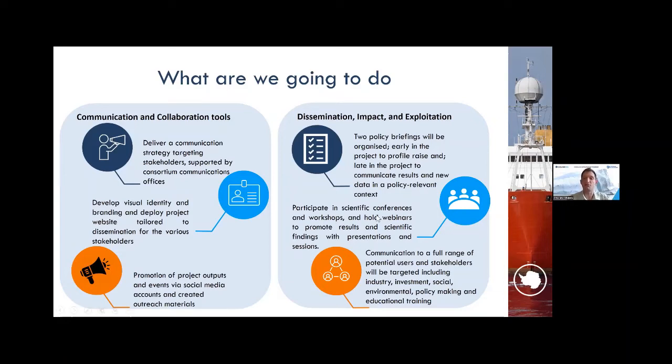There'll be lots of, obviously, scientific conferences and workshops, webinars such as this. We'll be promoting results. And those scientific conferences and workshops will really be hung off existing conferences and aim to value add to those, raising the profile of Ocean Ice and bringing together experts to discuss the topics that Ocean Ice is really interested in. And we'll be communicating to a full range of stakeholders.